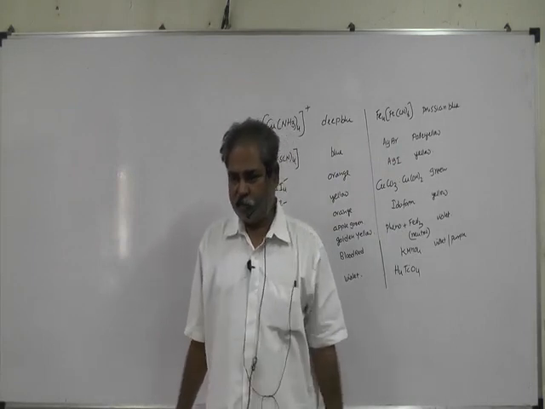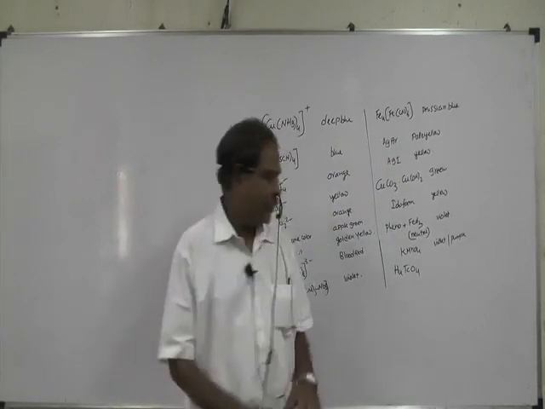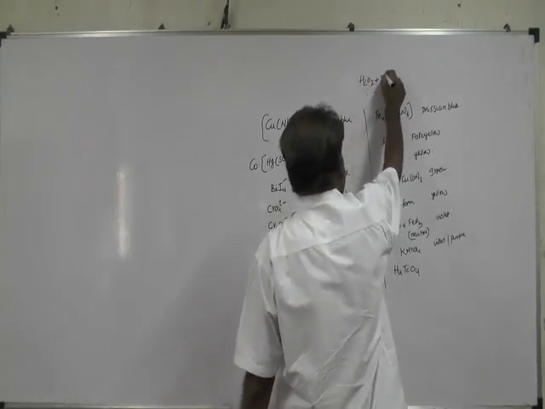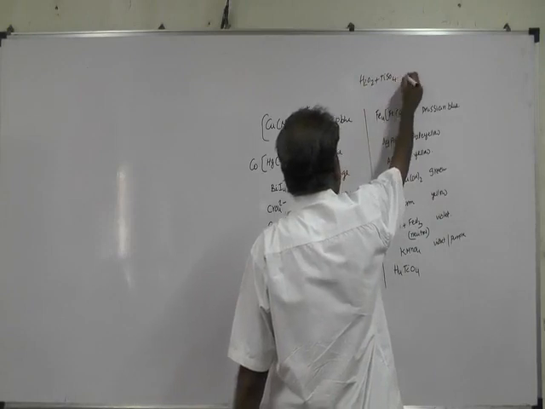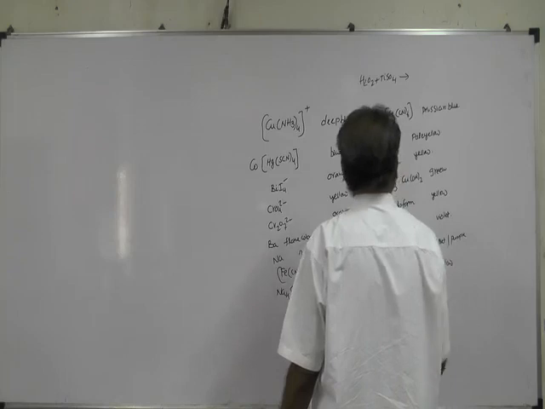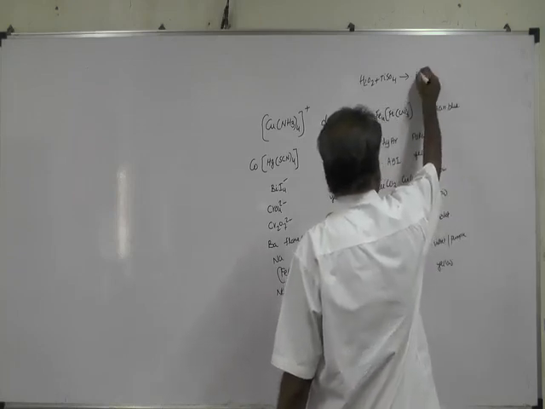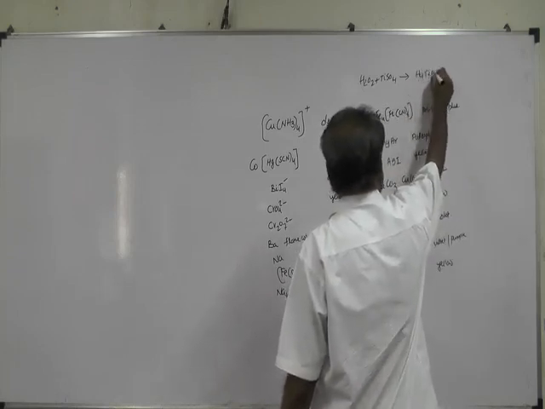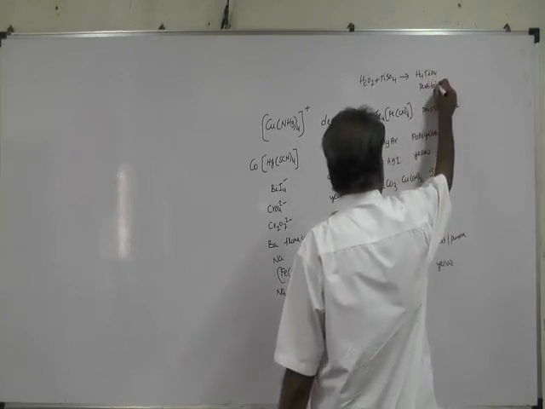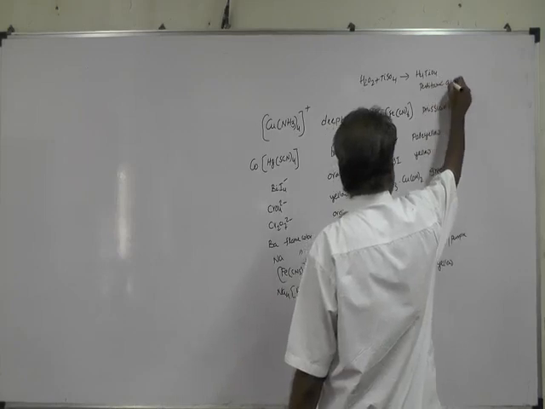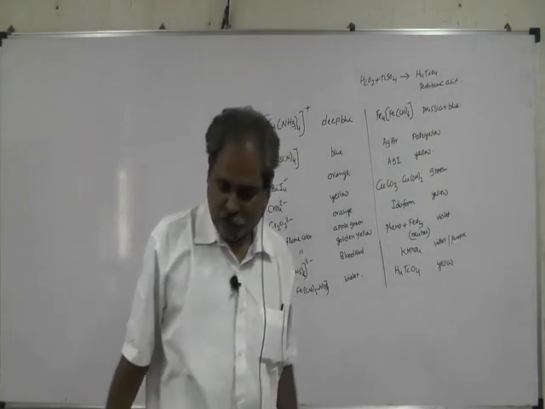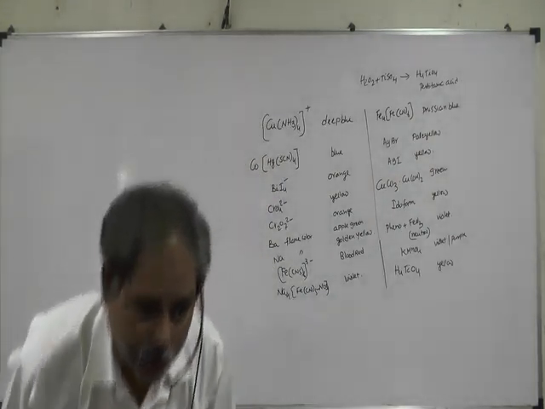H4TiO4. What is this? Pertitanic acid. H2O2 reacts with titanium sulfate. Test for H2O2. Orange coloration. No, yellow. Orange or yellow? Yellow. H4TiO4, pertitanic acid. I think that is a test for H2O2.